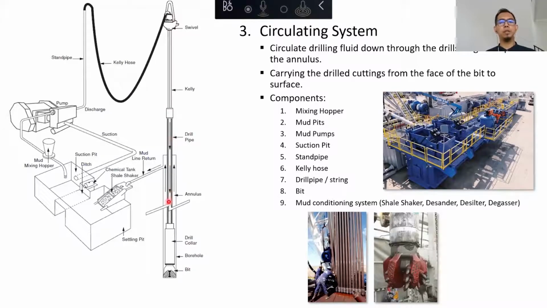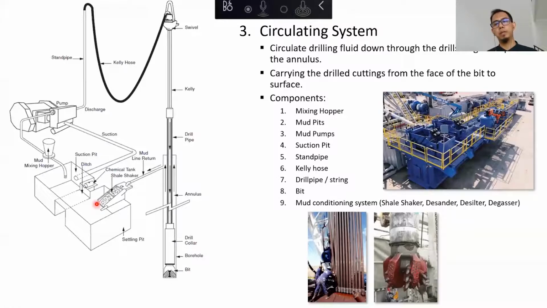Then it might go to the drill collars and all the BHA, bottom hole assembly, and then it will be discharged at the end of the bit through the bit nozzles, and it will create a high pressure into the downhole, which hopefully dislodges the cuttings by the bit, and then the mud and the cuttings will move and travel through the annulus to the surface, back to the shale shaker to be conditioned by the mud conditioning system.